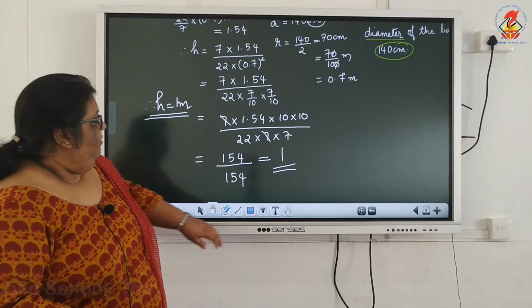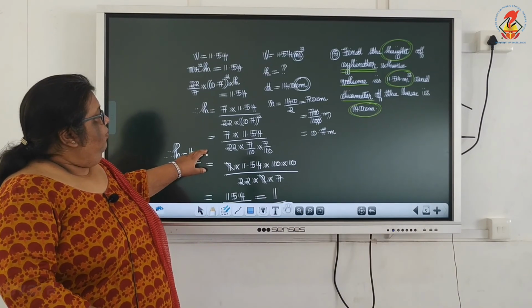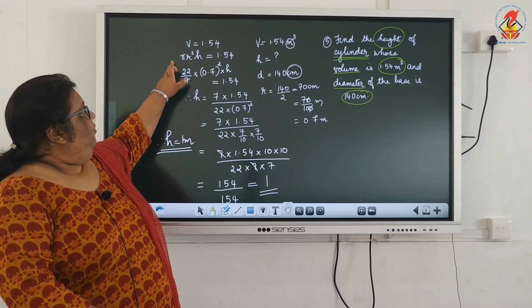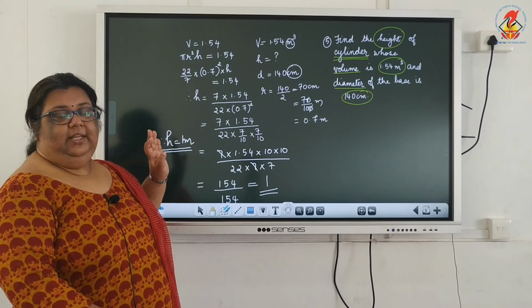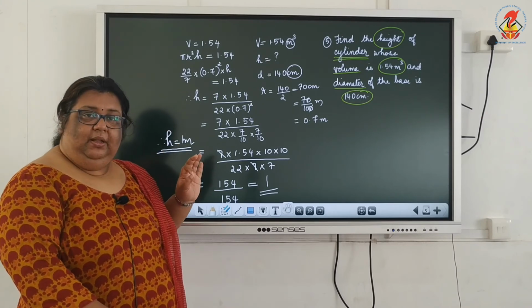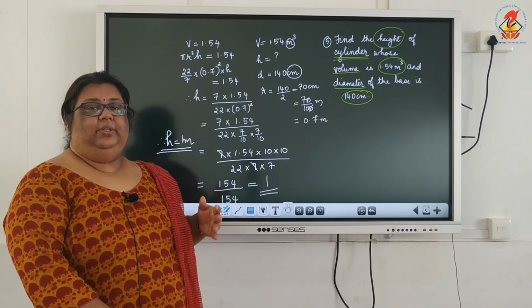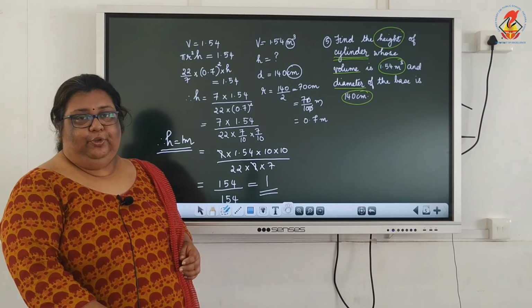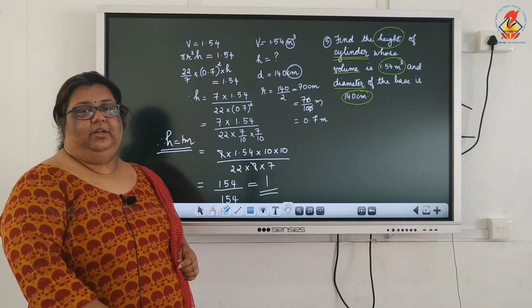So when you are having a problem of this type, always write down what all things are given. Then start with the formula pi r square h, substitute it, calculate. Whenever you are having a decimal, as far as possible, remove the decimal and then do the calculation. So there won't be confusion and it will be easy for you to calculate. Question number 1 is homework. Okay.